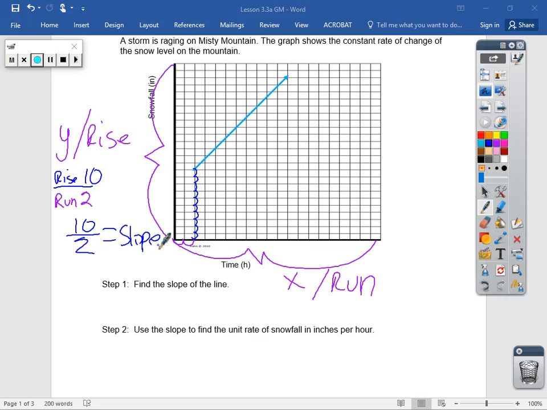That's pretty decent. But you know what? If we write 10 over 2, I know that 2 goes into 10 5 times, so my slope could easily just be 5. So 5 what? 5 inches.